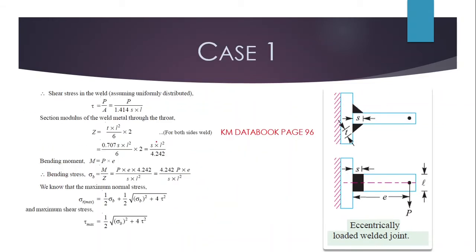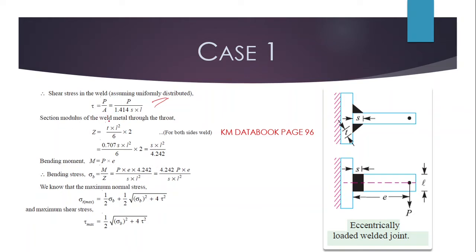Okay, here shear stress in the weld, assuming uniformly distributed. Here we can assume one particular condition, that the shear stress is equally or uniformly distributed throughout the weld. Then tau is equal to direct shear stress, tau is equal to P by A, P by weld area, that's equal to P by 1.414 S into L. We already calculated this weld area as 1.414 S into L because it is a double fillet weld.